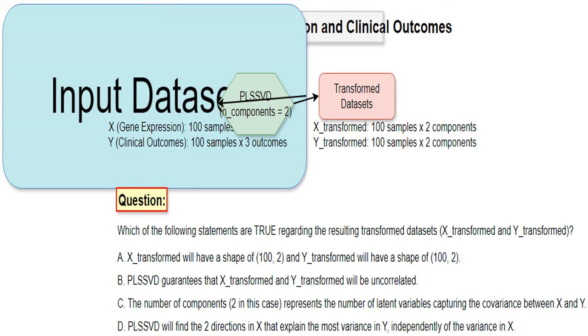I'm starting with the data. We have two datasets. X, representing gene expression levels with 100 samples and 50 genes, and Y, representing clinical outcomes with 100 samples and 3 outcomes.